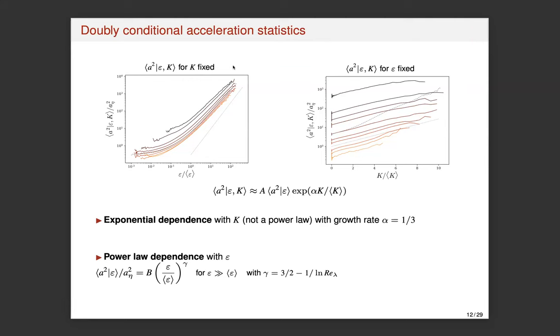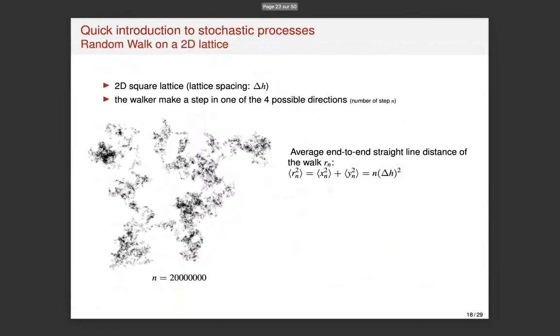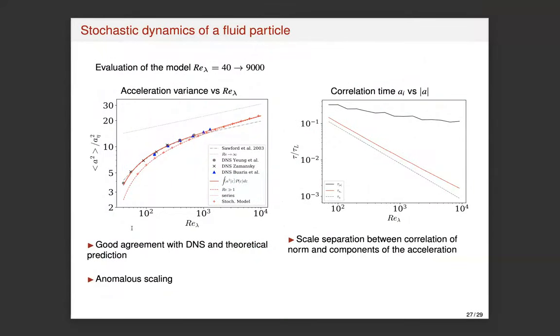Okay, so maybe I can ask a couple of questions myself. You showed in the last part of your talk how the model compares with a DNS, right? In particular, how the model compares with DNS with respect to the Reynolds lambda. In the picture on the left, the model basically approaches the fit coming from the DNS when the Reynolds lambda is quite large. Is it related to the correction you did at the beginning for the dissipation rate that's valid in the limit of large Reynolds lambda? Is it due to it?